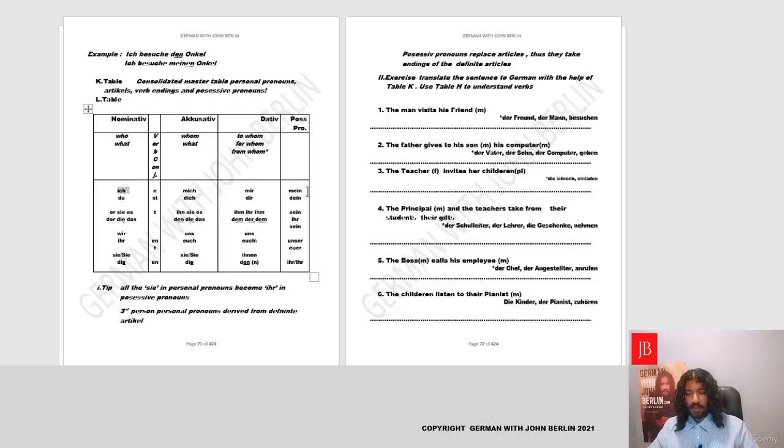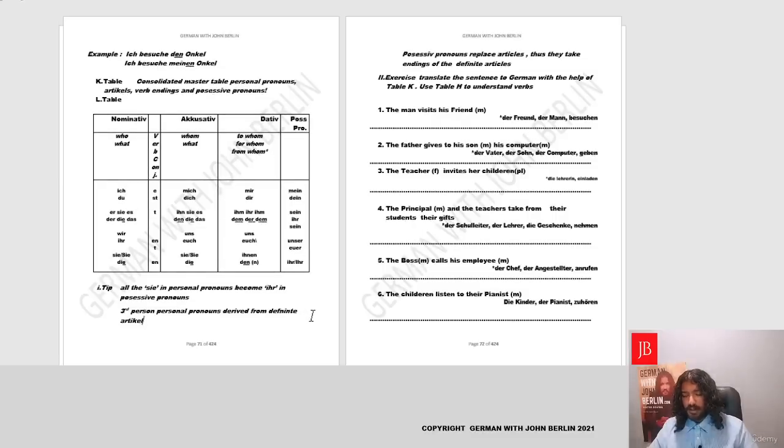Ich, possessive pronoun is mein. Du, possessive pronoun is dein. Er, sie, es is sein, ihr, sein. Wir is unser. Ihr is euer. Sie, Sie is ihr, Ihr. Yes. So these are the respective personal pronouns and these are the respective possessive pronouns.